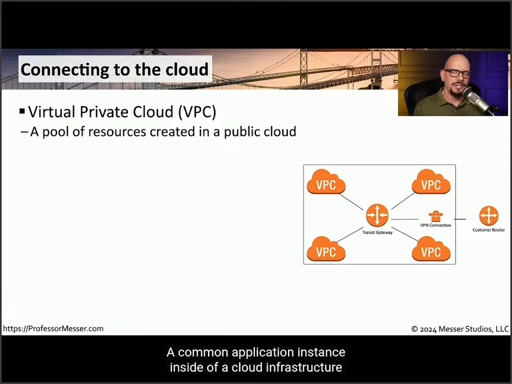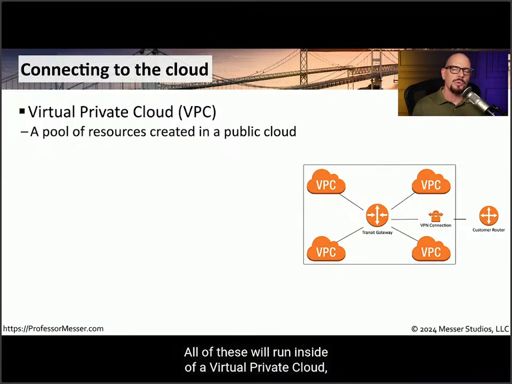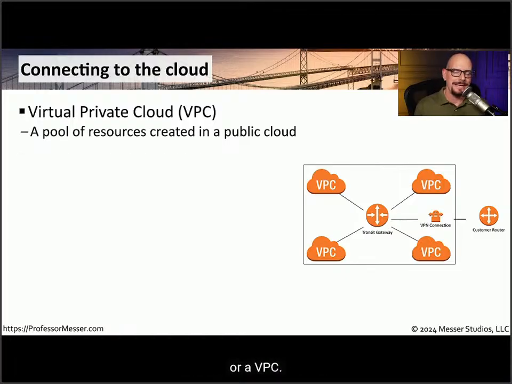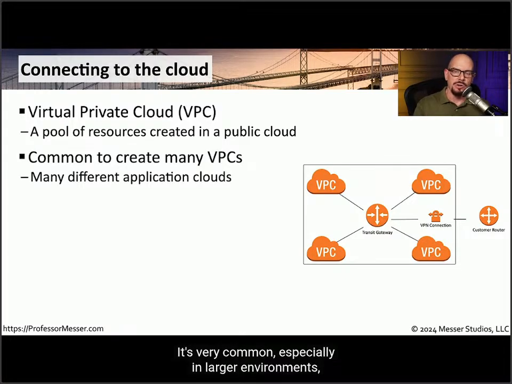A common application instance inside of a cloud infrastructure might include a web server, a database server. There could be load balancers, virtual switches and routers, and virtual firewalls. All of these will run inside of a virtual private cloud, or a VPC. It's very common, especially in larger environments, that you would have separate VPCs for different application instances or different parts of the company. This allows you to keep all of these systems separated, but still allow you to manage all of them as individual virtual appliances.